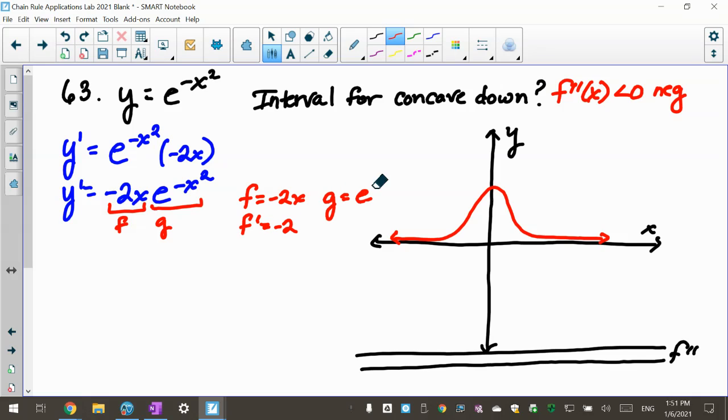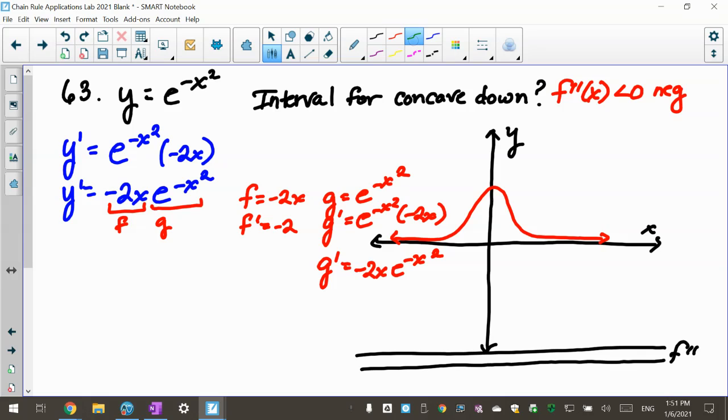g is e to the negative x squared. And g prime, we've done this, is going to be rewrite it times the derivative of the top. I'm kind of going in my graph. So g prime is going to be, for us right here, negative 2x e to the negative x squared. So we did that before, so we're kind of all set up.